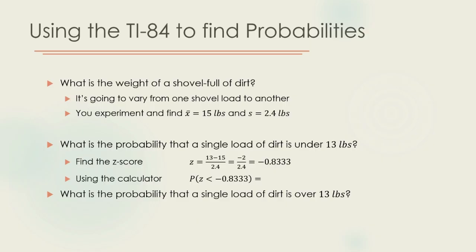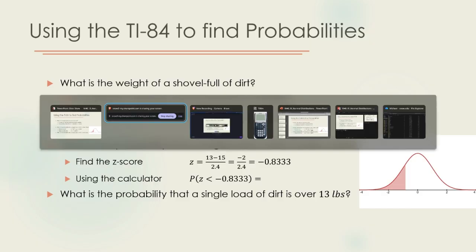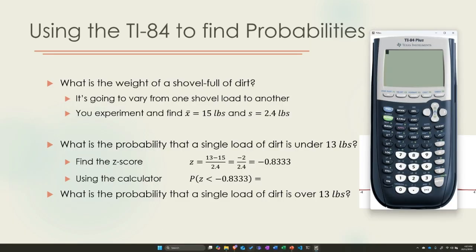So what does this look like on a graph? It's just really good to picture this. In fact, I recommend you do a quick little sketch on the side of your paper whenever you have one of these problems, just so you can picture what's going on. We have a Z-score of negative 0.8333, and the area to the left of that is shaded red. That would represent all of the possibilities of a weight under 13 pounds. So that's our job, to find that area. Let's do this on a calculator.